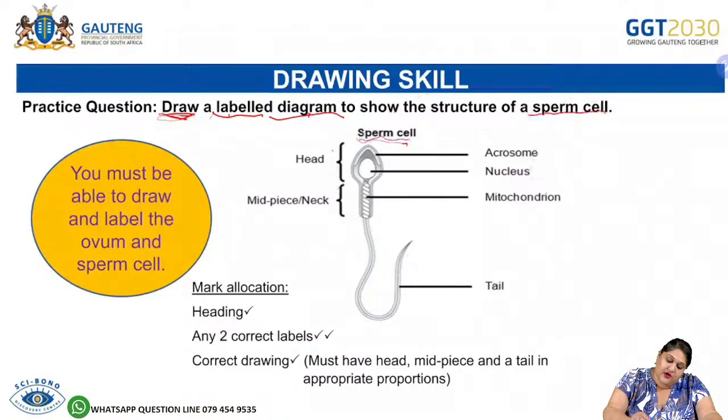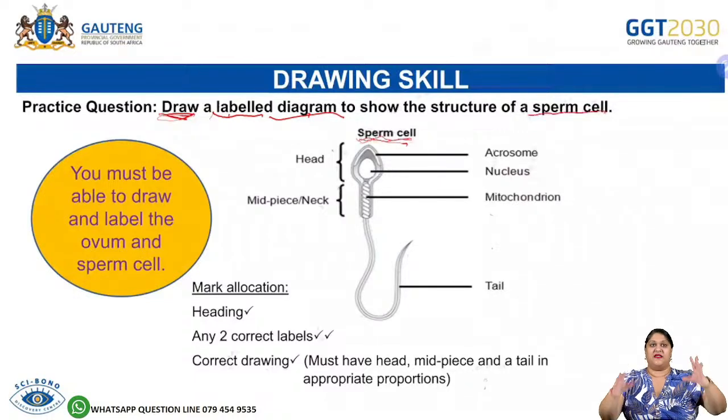So even if you draw a sperm cell here and you got the drawing incorrect, like maybe something is not right with the drawing, you will still get a mark for that heading. So even if you're not sure how to draw it and you're feeling nervous, always put the heading. Then you're going to get a mark for any two correct labels, and then you're going to get a mark for the correct drawing. In this one, they are saying that it must have a head, a midpiece, and a tail, but all of this must be in appropriate proportions.